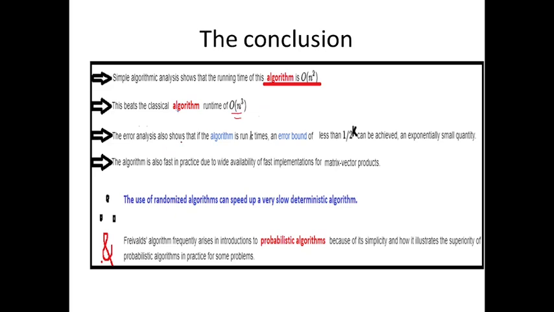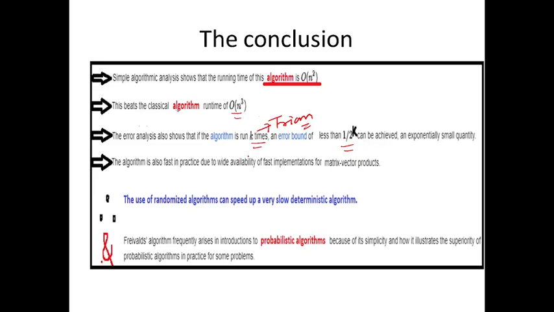The error analysis also shows that if the algorithm ran k number of times, that means if the number of trials increases, which is what happens in all randomized algorithms. Even in the case of randomized quick sort, if you increase the number of trials, as we have discussed, it will be validated. So the error bound is less than 1 by 2 to the power k. That means the probability that the matrix multiplication result is wrong will be very small.